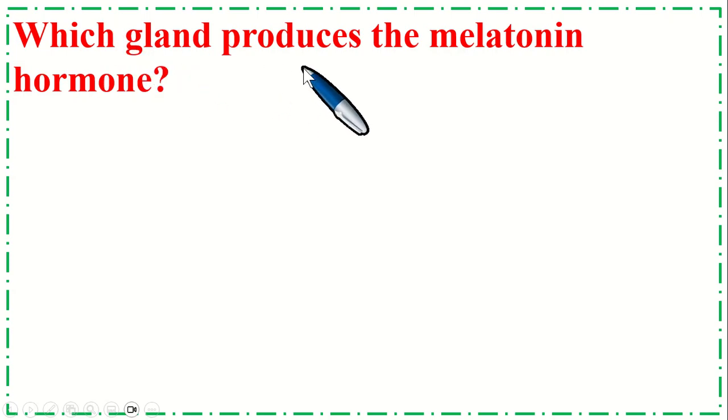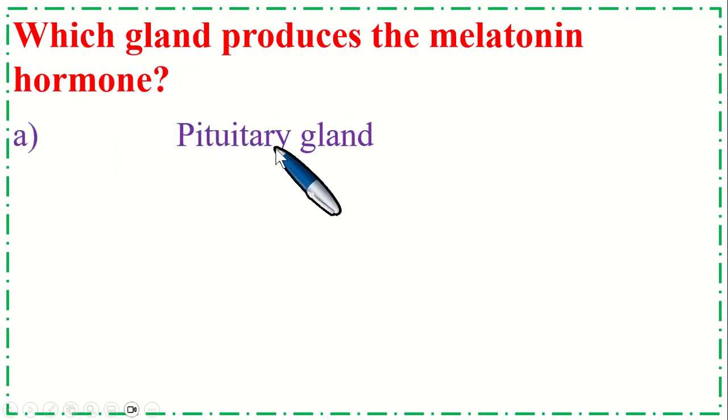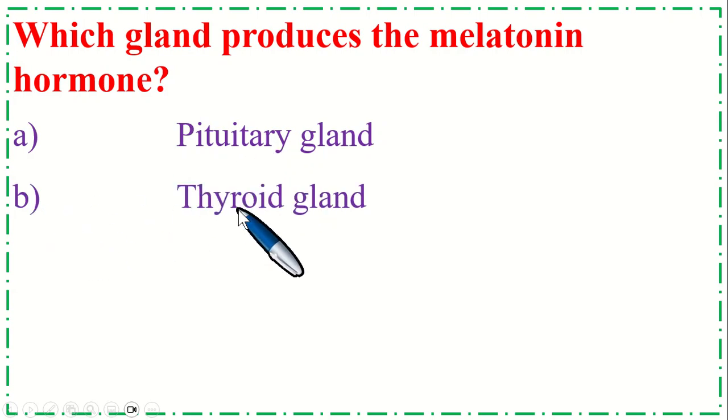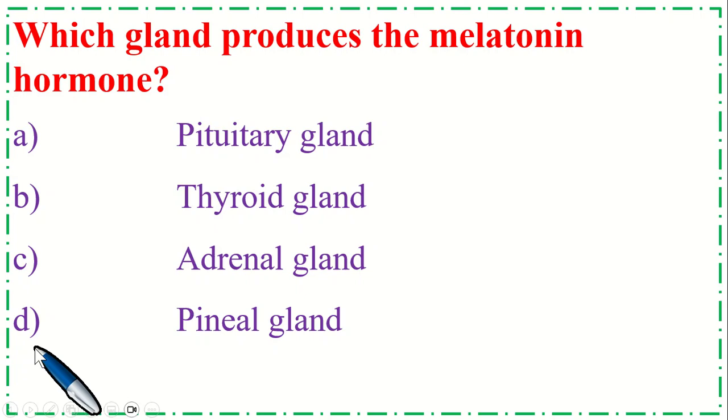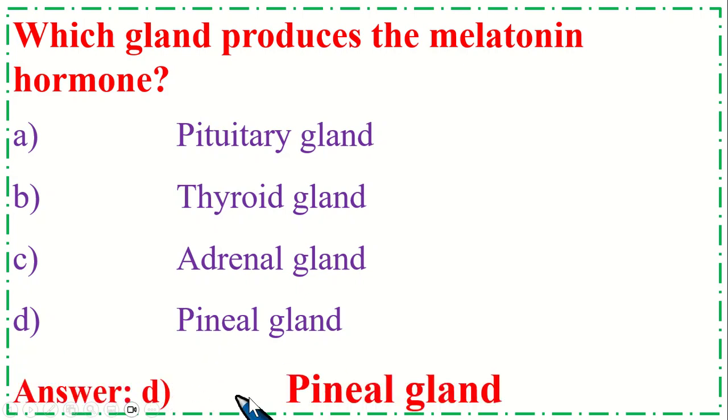Which gland produces the melatonin hormone? Option A, pituitary gland. Option B, thyroid gland. Option C, adrenal gland. And option D, pineal gland. So the correct option is D, pineal gland.